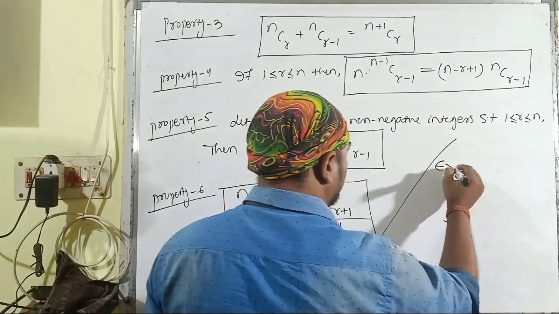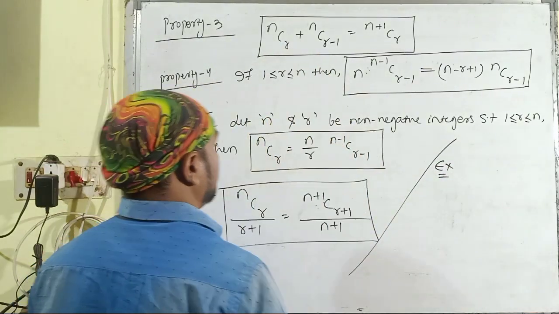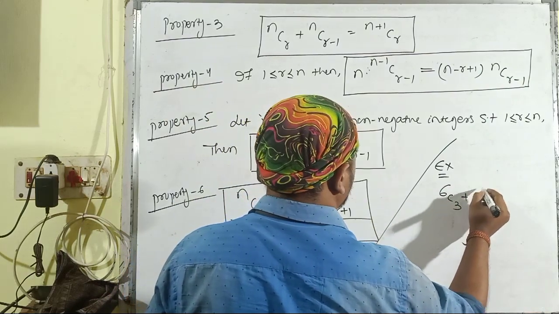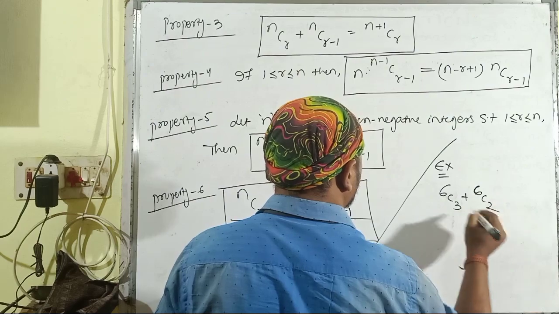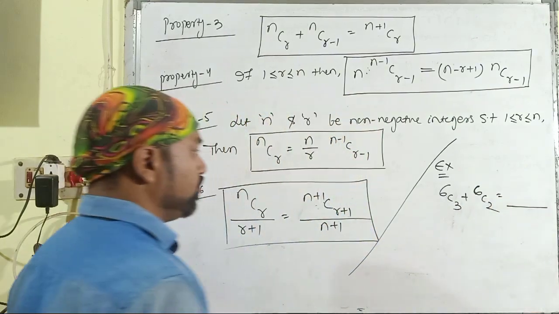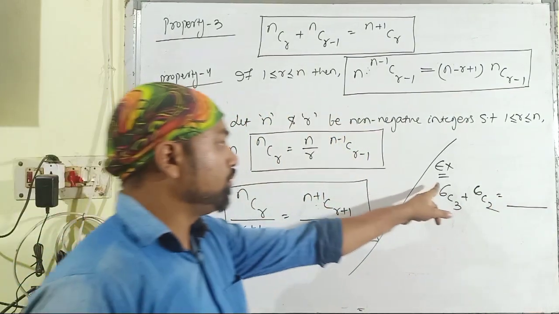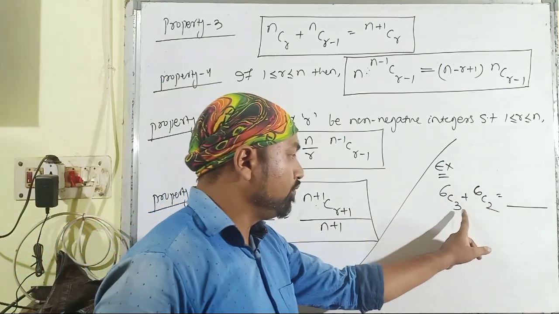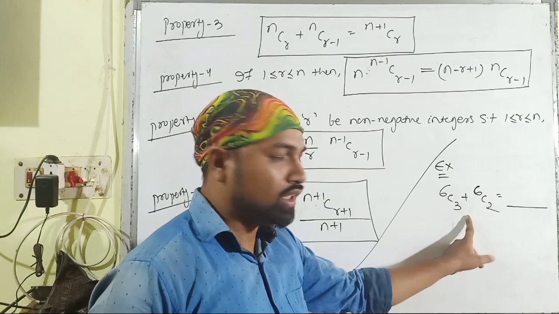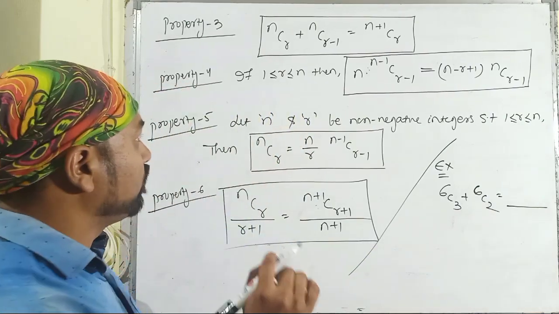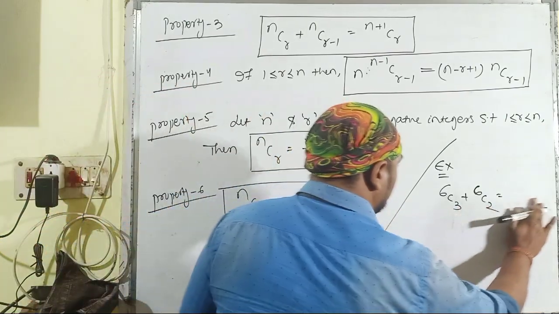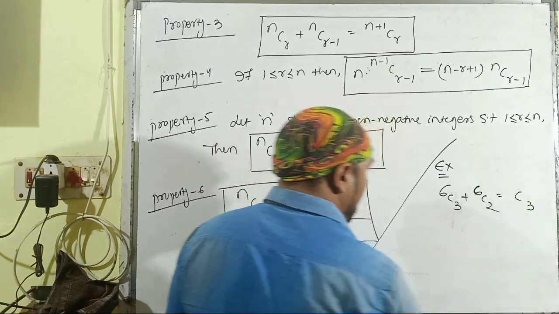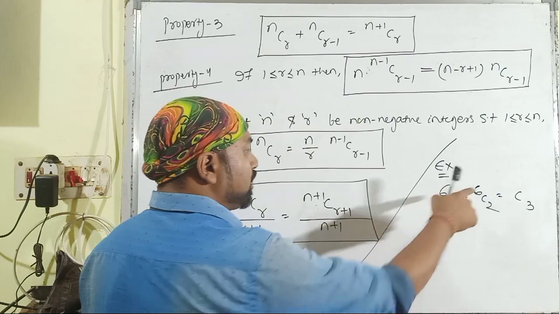Let us solve an example based upon property number 3. Suppose I am taking here 6C3 plus 6C2. Then what will be the resultant value? As you know, both of the values of n are 6 and equal here, and the values of r in both cases are two consecutive numbers. So first of all you have to put the greatest r value here, that means it is 3, and then you have to put the next value of n.